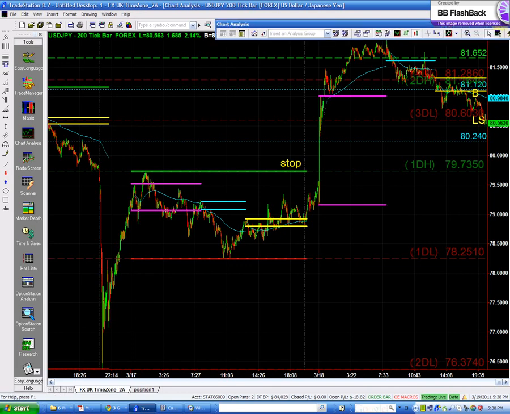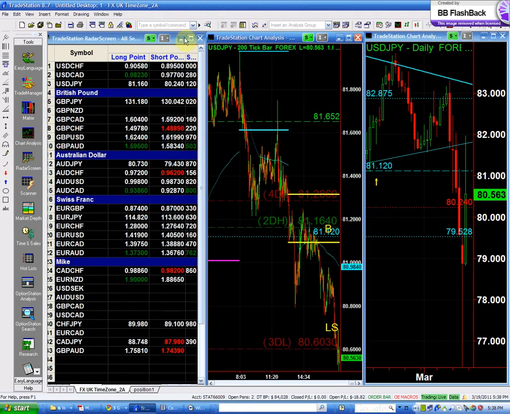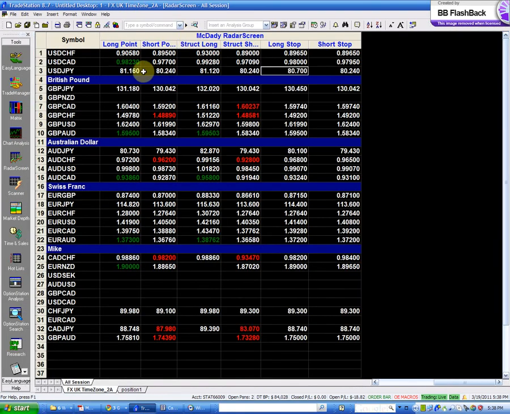My short point is 80.24. My structure short is 80.24. And if I go short below the 80.24, I'm going to use the 80.24 as my stop, and I'll just give it about 10 pips on the trade. My structural long point is the 81.12. So if it gets above 81.12, you're going to be buying, loading up, and you'll take it for the long side. This is the dollar yen. Let me just stop the recording.